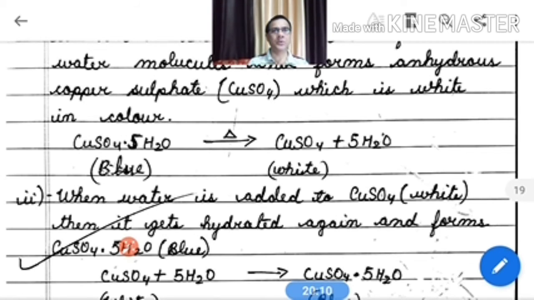It means that the blue copper sulfate pentahydrate, on heating, produces anhydrous copper sulfate, and the blue color disappears and converts into white. So copper sulfate, only CuSO4, gives white color. Now in the test tube this CuSO4 is there, which is white in color. Now what we have to do in the same test tube is add water again after the evaporation of water.